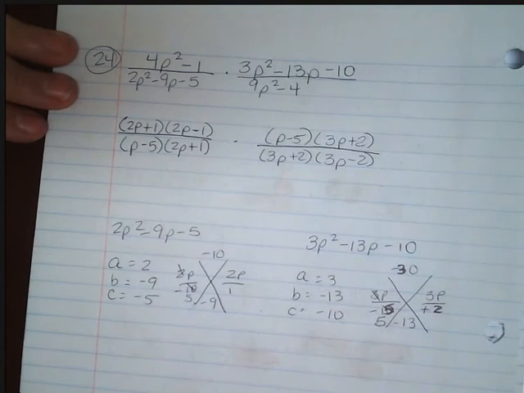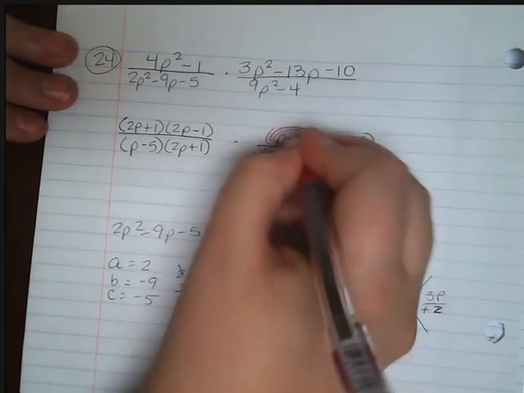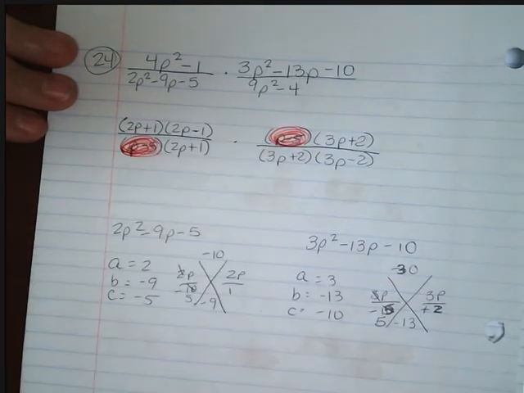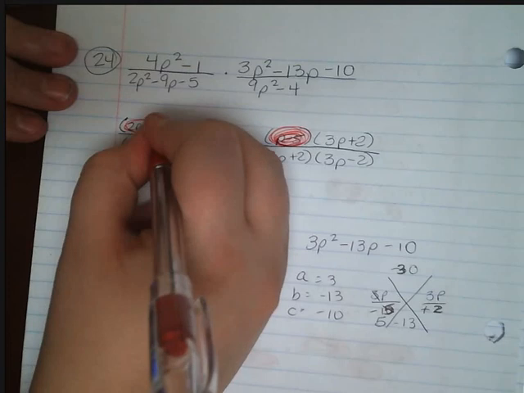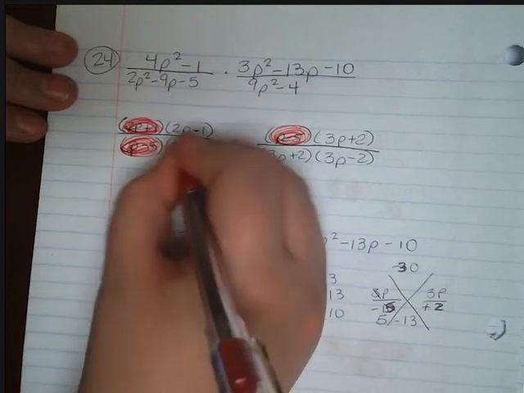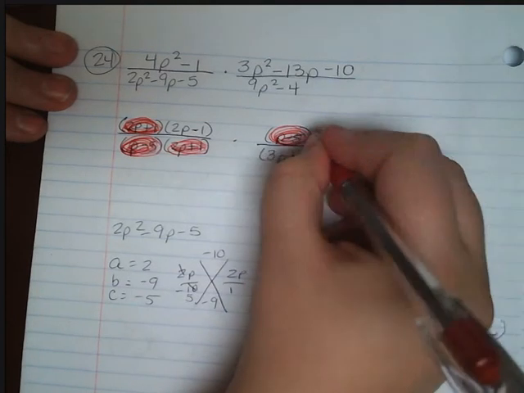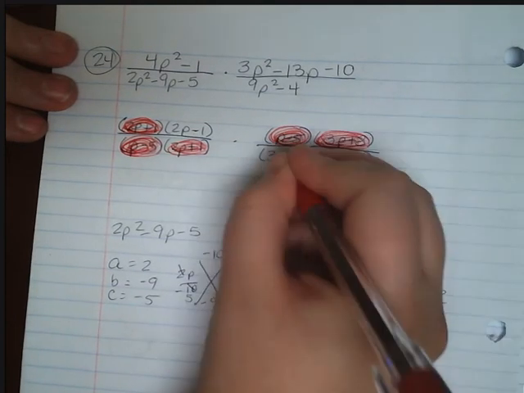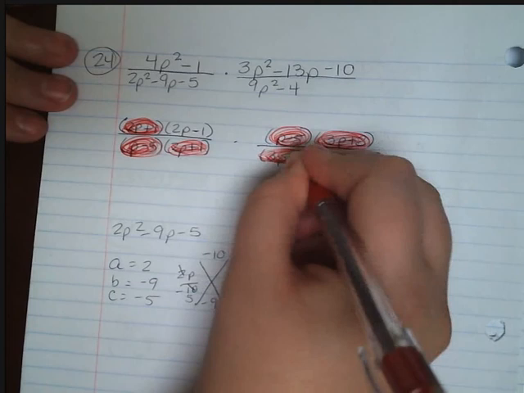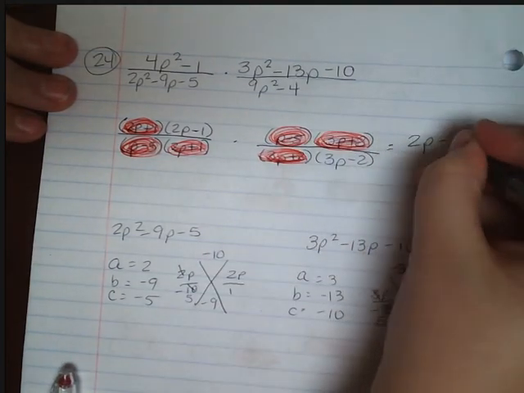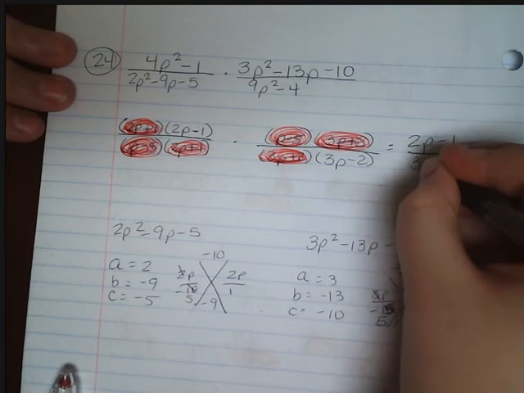So let's see what's going to be able to cancel. Well, my p minus 5 here, my p minus 5 here. I've got a 2p plus 1 and a 2p plus 1. And then I have a 3p plus 2 and a 3p plus 2. So that's going to leave me with 2p minus 1 divided by 3p minus 2.